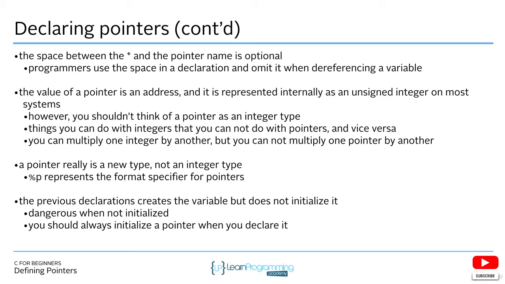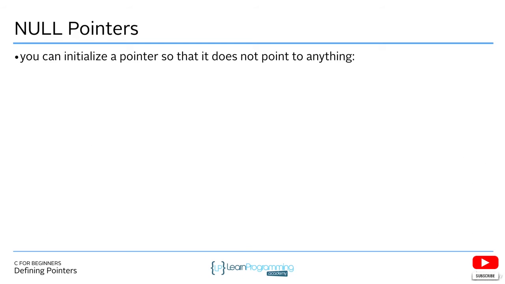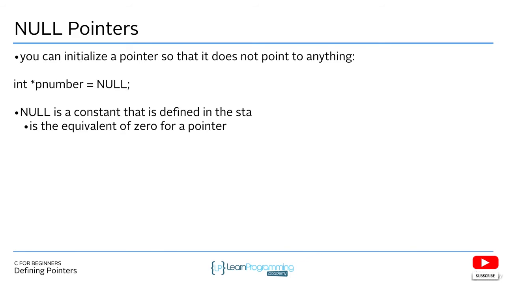If you don't know what to initialize it to, if it's not another variable's address or you didn't allocate memory dynamically for it, you can use a null pointer. So you can initialize a pointer so that it does not point to anything. You do this using NULL. You say int *pnumber = NULL for a pointer to an int.